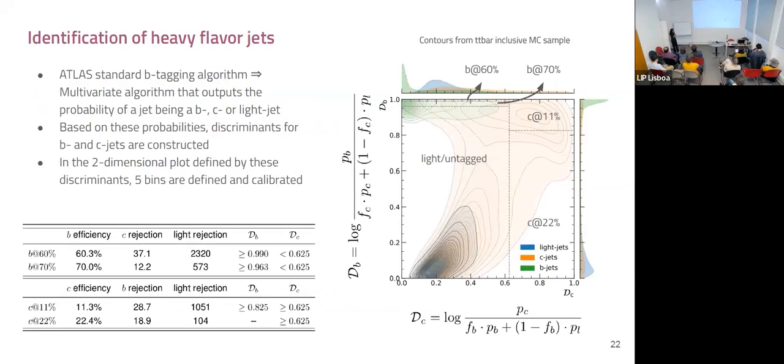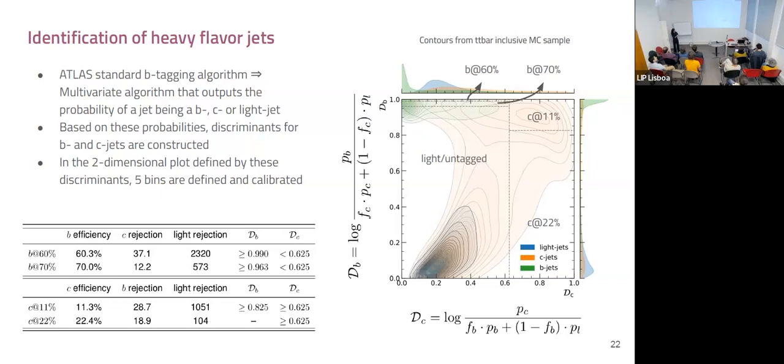So how do we do the C-tagging? We start from the ATLAS standard B-tagging algorithm. This is a multivariate algorithm that outputs 3 probabilities: the probability of a jet being a B jet, a C jet, or a light jet. And then based on these probabilities, we construct discriminants. Discriminants that allow us to separate B jets from light and C jets, or that allow us to discriminate C jets against B and light jets. And then if we plot the output of these discriminants in a two-dimensional plot, this is what we get.